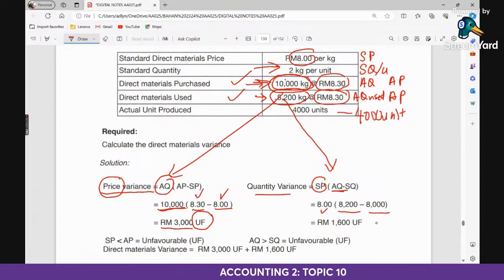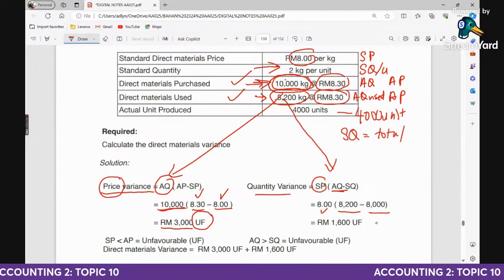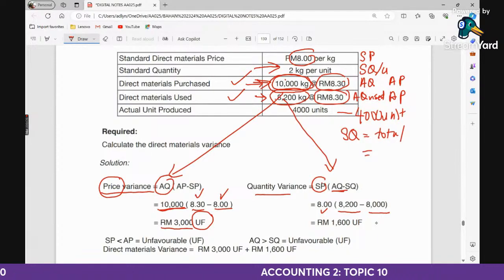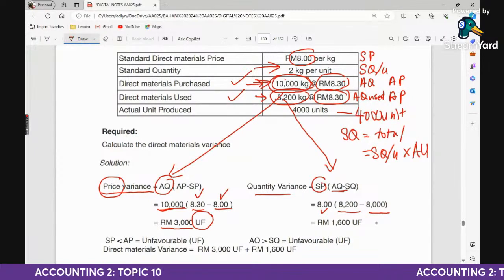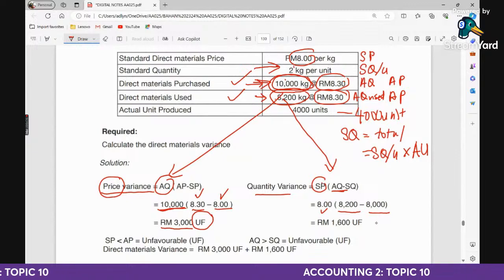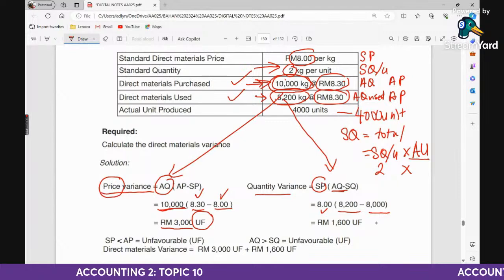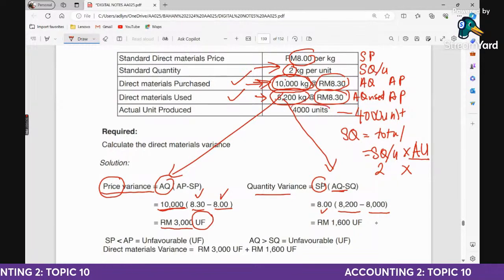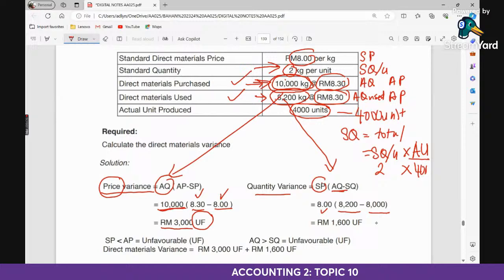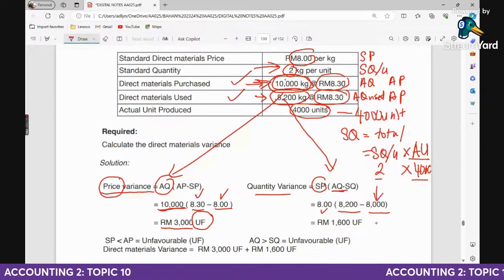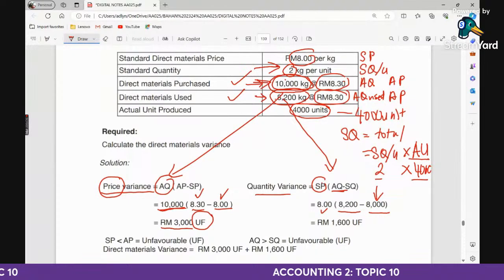Okay. I dah bagi tahu tadi. SQ mesti dalam bentuk total. Jadi, dia mestilah SQ per unit darab actual unit produce. So standard quantity you tadi 2 kg. Okay. Saya akan darab dengan actual unit produce. Actual unit produce ialah ini. Unit pengeluaran sebenar 4,000. So 2 kg darab 4,000, saya dapat 8,000 kg. Is that okay? Alright. So beza dia you dapat unfavorable.